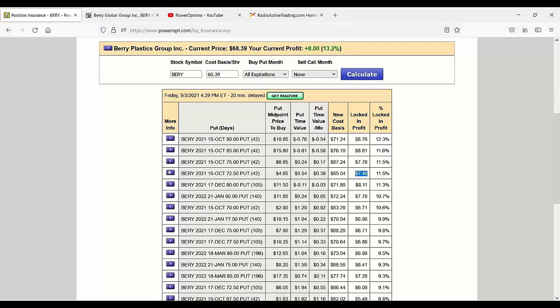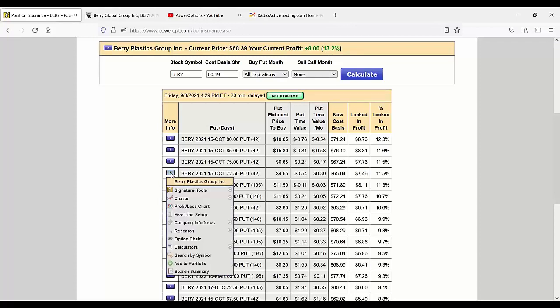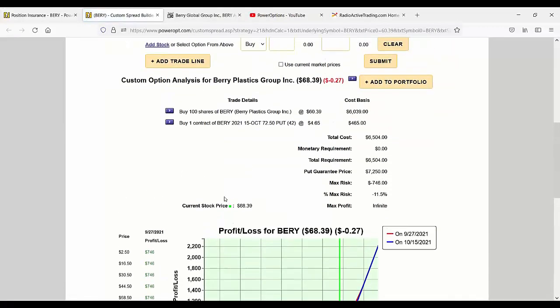How does that work? Let's take a look at the profit and loss chart. It's great to see things numerically. I'm going to use that more information button there. We're going to go to the profit and loss chart. Remember, the cost basis is $60.39. The stock's now moved up to $68.39. That's our 13.2% unrealized gain. Buying that in the money put for $4.65 does put me up to $65.04 cost basis.